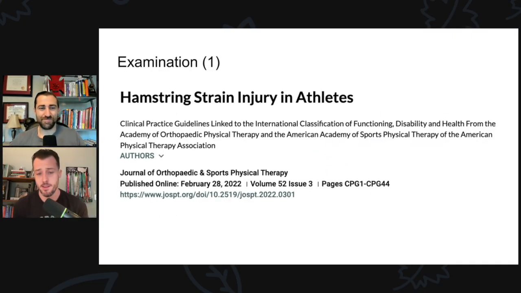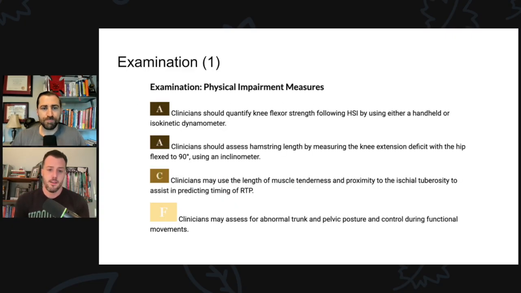Okay, so just getting into the examination, I just wanted to show hamstring strain injuries are one of the diagnoses that we have clinical practice guidelines for through JOSPT and the APTA. So I wanted to talk about this and just go through and show you their letter grades for certain things that we should be looking at on our examination. So in terms of the physical impairment measures, we have A-level evidence that we should quantify knee flexor strength following a hamstring injury using a handheld dynamometer or an isokinetic dynamometer. So we do want to get a lens into this person's strength.